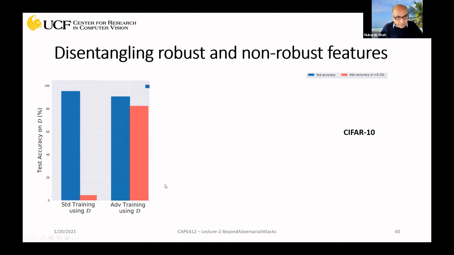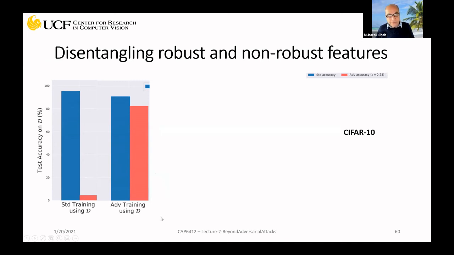Now, if we do the same thing on the same original data set, but with an adversarially trained classifier, then its performance is very close to the original standard classifier on the standard accuracy, and this is a little lower when we add the perturbation, which is shown here. So which is pretty good.